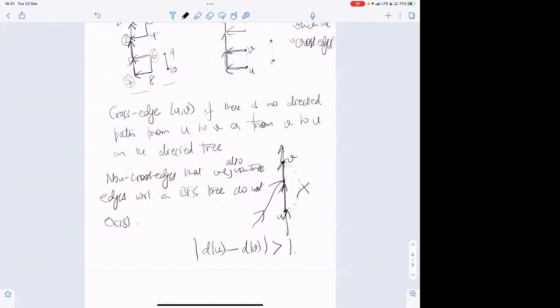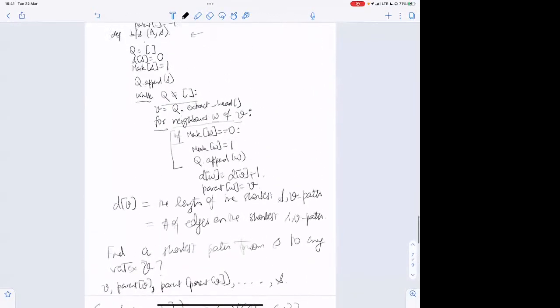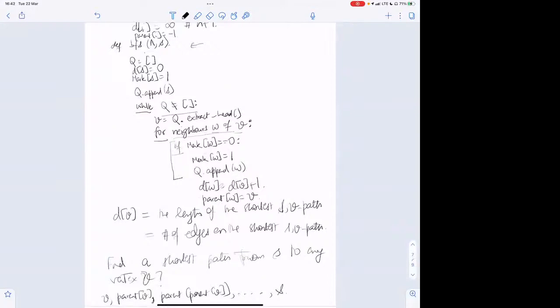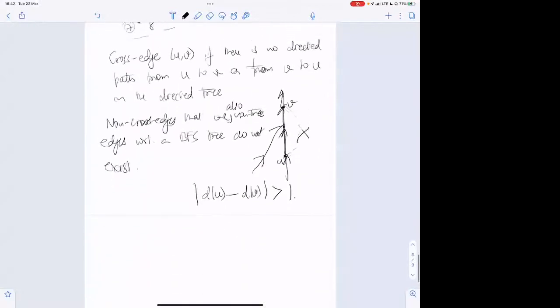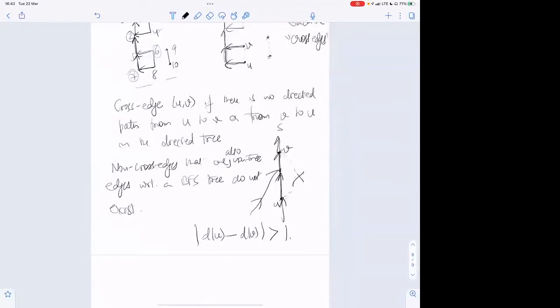Do you agree? Could you repeat? I don't think I understood the last bit. So what I'm saying is, if you believe me that this tree captures shortest paths from S to every vertex, correct? Do you believe that? Yes, sir. If you believe that, then look at the purported shortest path from S to U. It goes via this tree. That's what the claim is. But there's a shorter path which takes this edge to U.